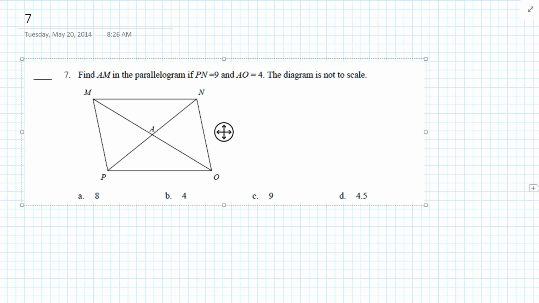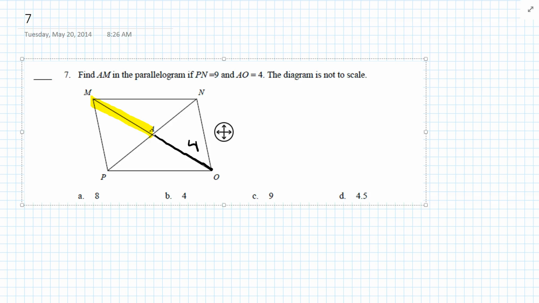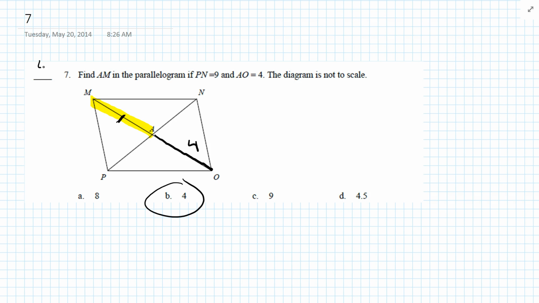Number 7. Find AM in the parallelogram if PN is 9, so this black line right here is 9, and AO is 4. Okay, so PN is 9 and AO is 4. Well, you don't even need to know PN, because what do you know? Diagonals bisect each other. So AM must be equal to 4.